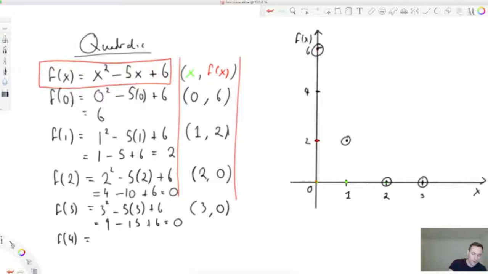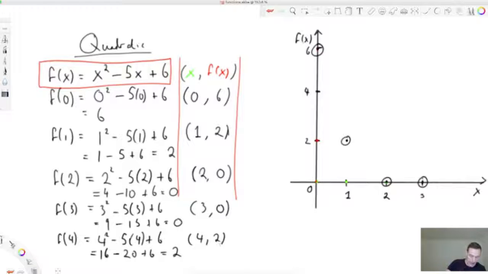So f of 4, so we go to the function. Anywhere we see x, we put a 4. So that's 4 squared minus 5 times 4 plus 6. So this becomes 16 minus 20 plus 6. And now 6 plus 16 is 22, and 22 minus 20 is equal to 2. So this is then 4, 2.